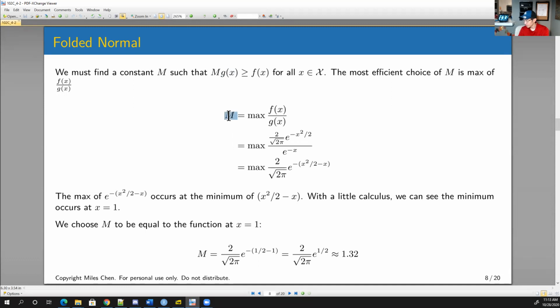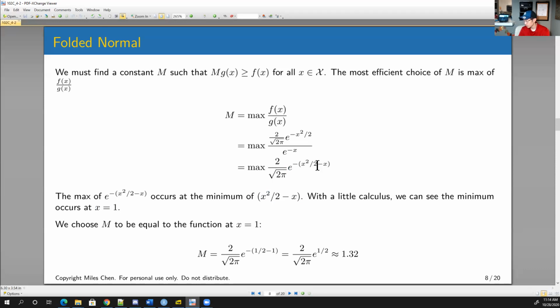And so the M, we're going to set to be the maximum value of f of x over g of x. So the PDF of f is this, and the PDF for g is this. And we want to find, okay, well, what is the maximum value of this thing, okay? And so, just with a little bit of calculus, when we look at this, we can see e is raised to this power. And so the maximum value of this is going to occur where this quantity is as small as possible. And so just solving it, it's a parabola here. And so the minimum occurs where x equals 1.